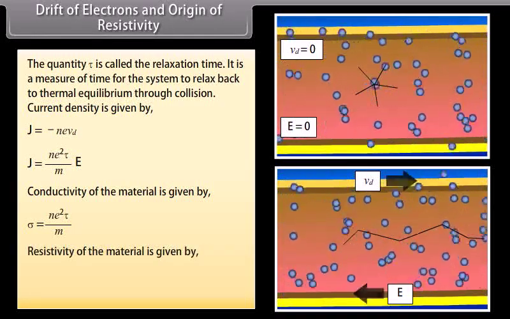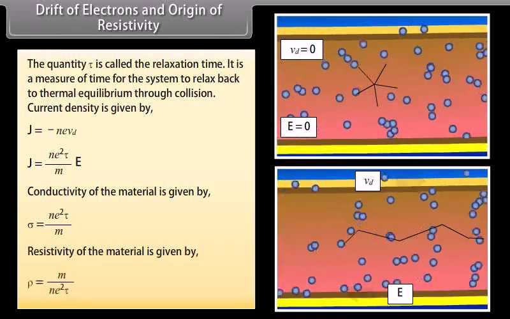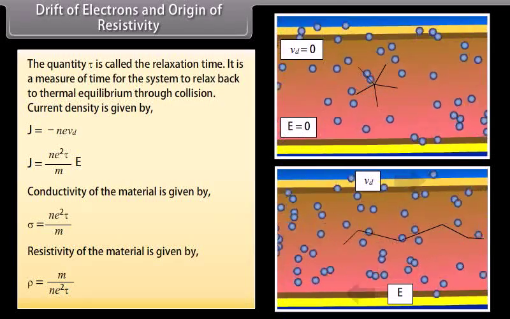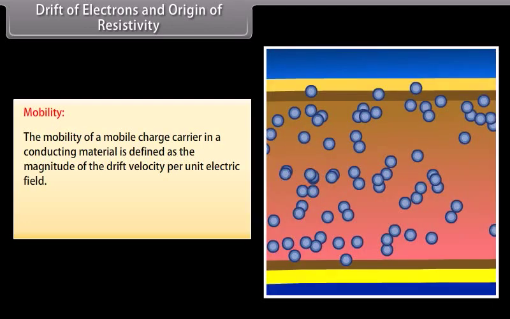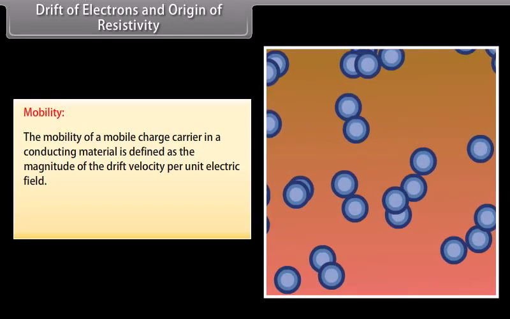And resistivity of the material is given by rho is equal to m upon the product of n, e square and tau. Mobility. The mobility of a mobile charge carrier in a conducting material is defined as the magnitude of the drift velocity per unit electric field. Mobility, mu, is equal to Vd upon E, which is equal to e tau upon m.